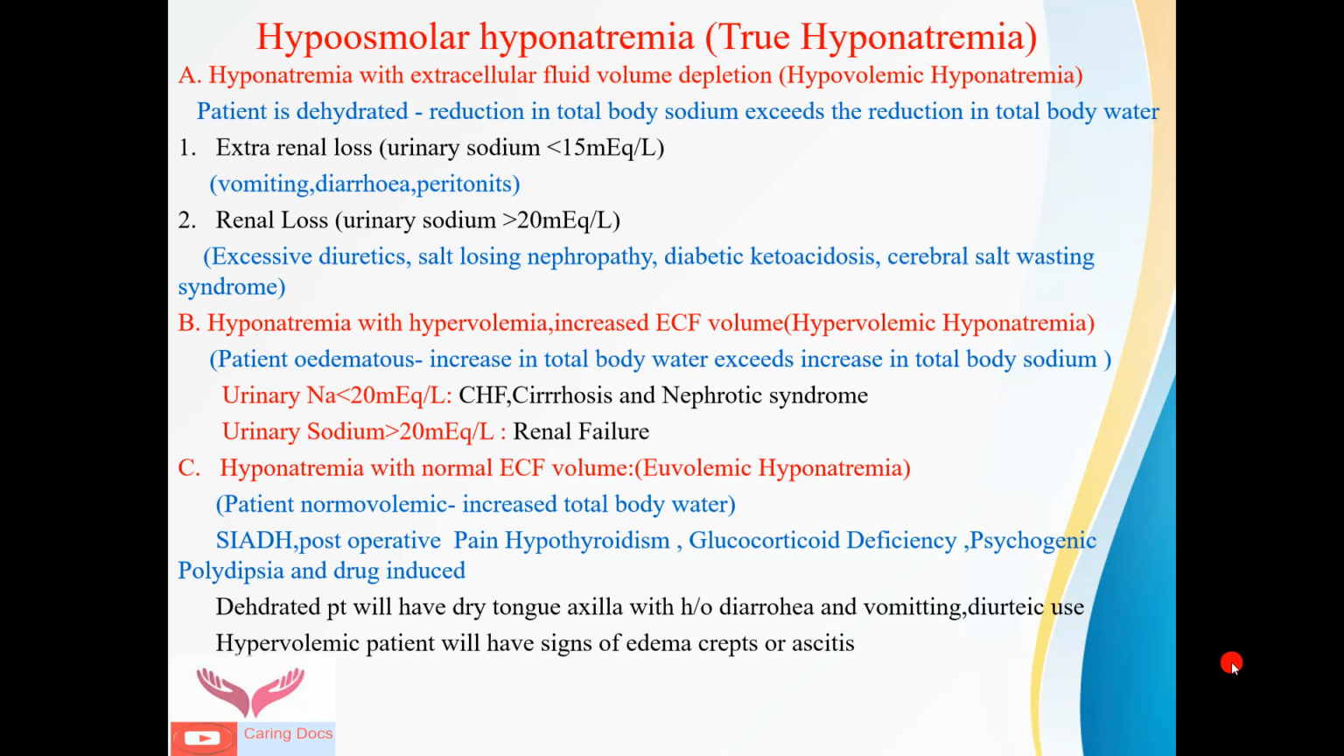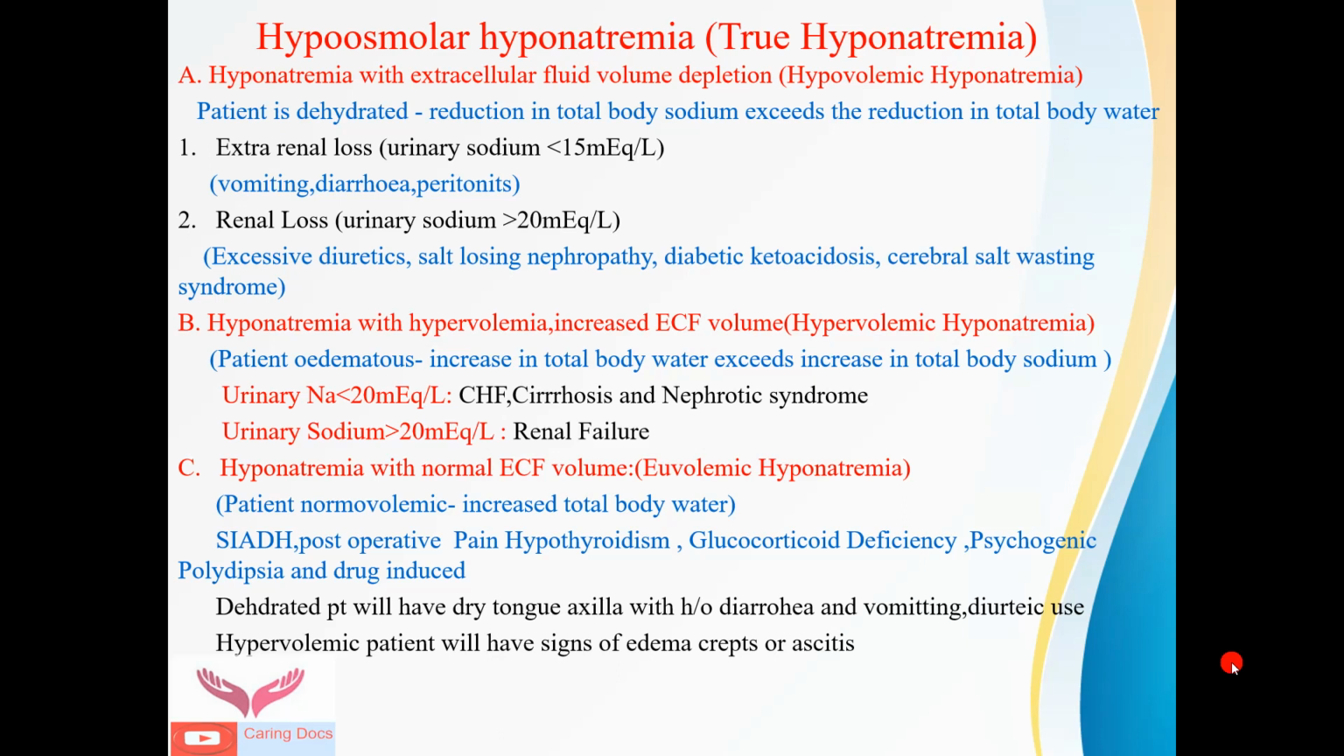And these patients, if we get proper history, will have a history of vomiting, diarrhea, or peritonitis. And if the urinary sodium is more than 20 milliequivalent per liter, it means their kidneys are not working properly. The sodium reabsorption is not proper, and the cause here for the hyponatremia will be a renal cause. And these patients may be on excessive diuretics. They may have salt losing nephropathy, or they may be patients of diabetic ketoacidosis or cerebral salt wasting syndrome.